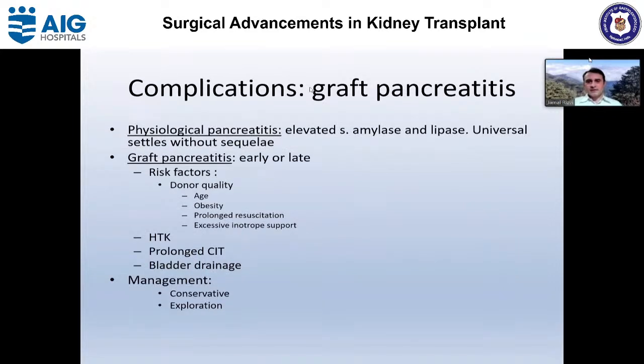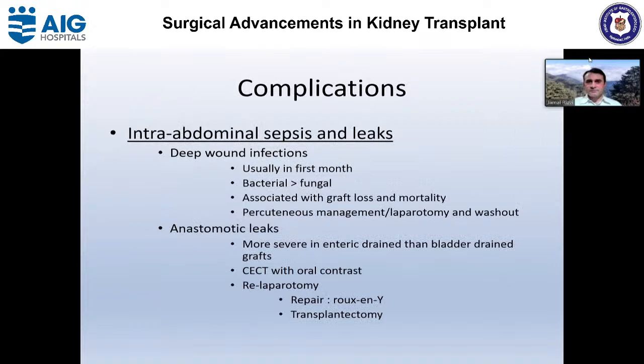Graft pancreatitis occurs. Physiological pancreatitis occurs in every case with asymptomatic elevations of serum amylase and lipase. However, graft pancreatitis can be severe and may really lead to the need to do a transplantectomy. And sepsis and leaks are not uncommon.